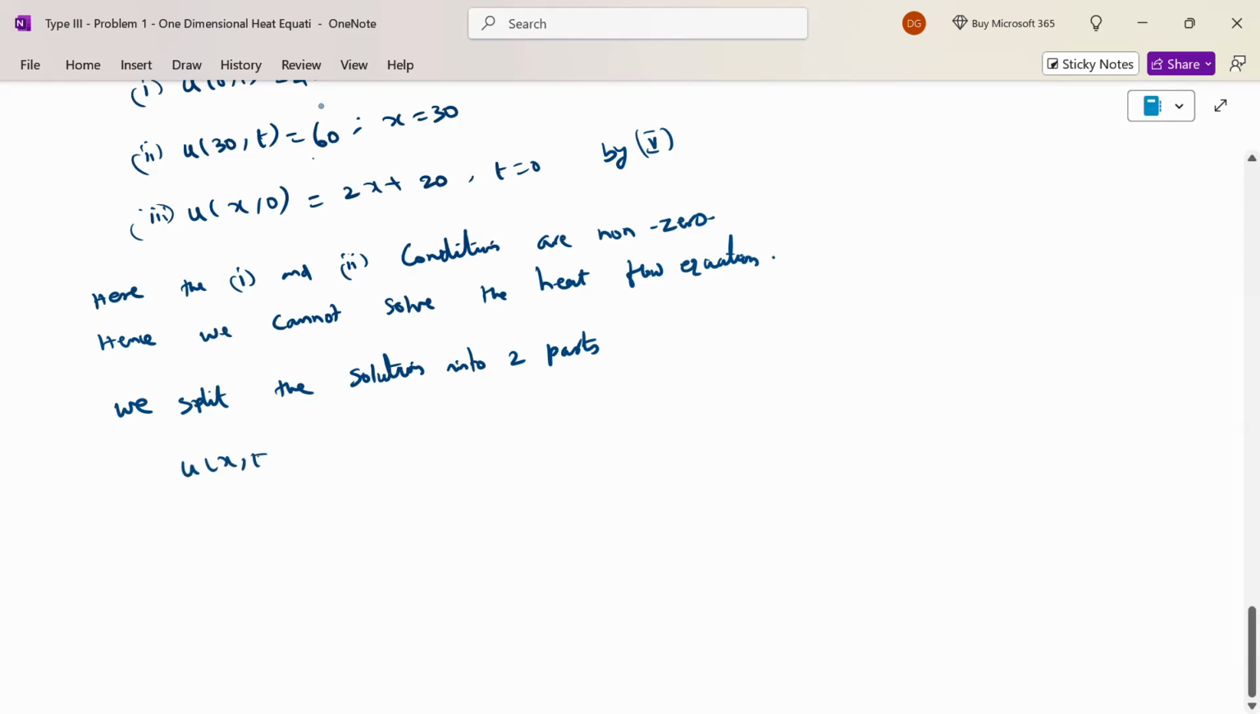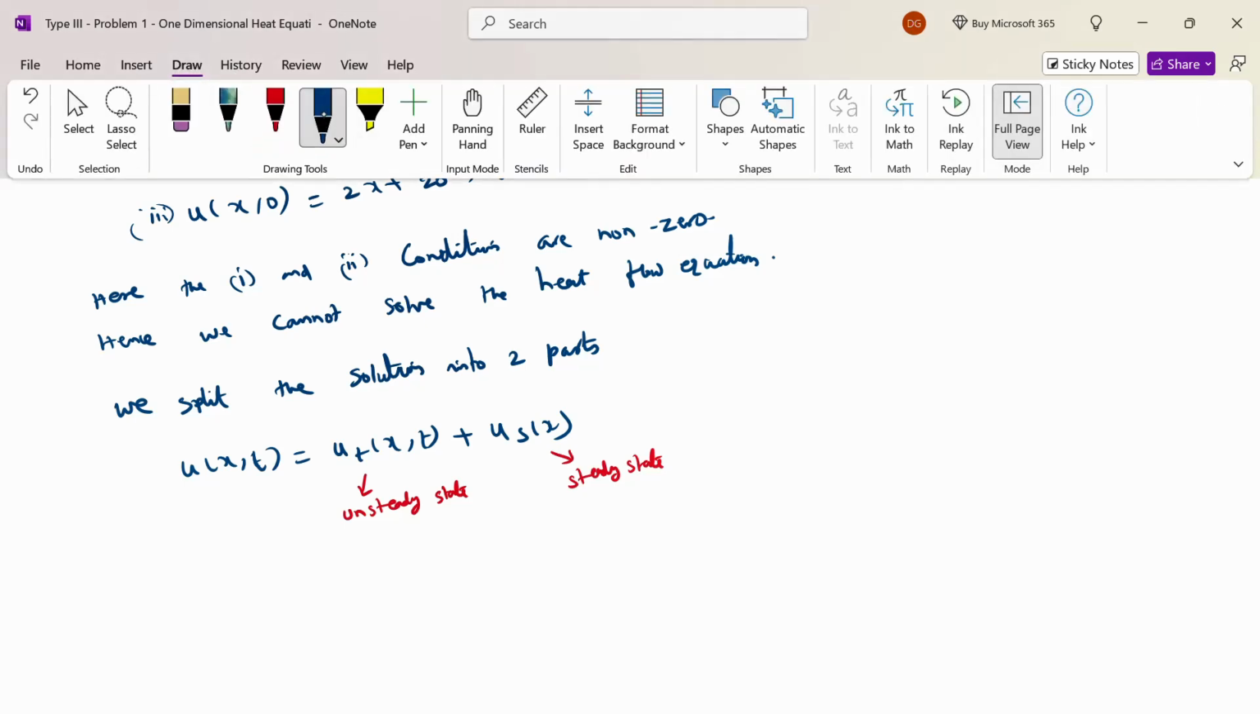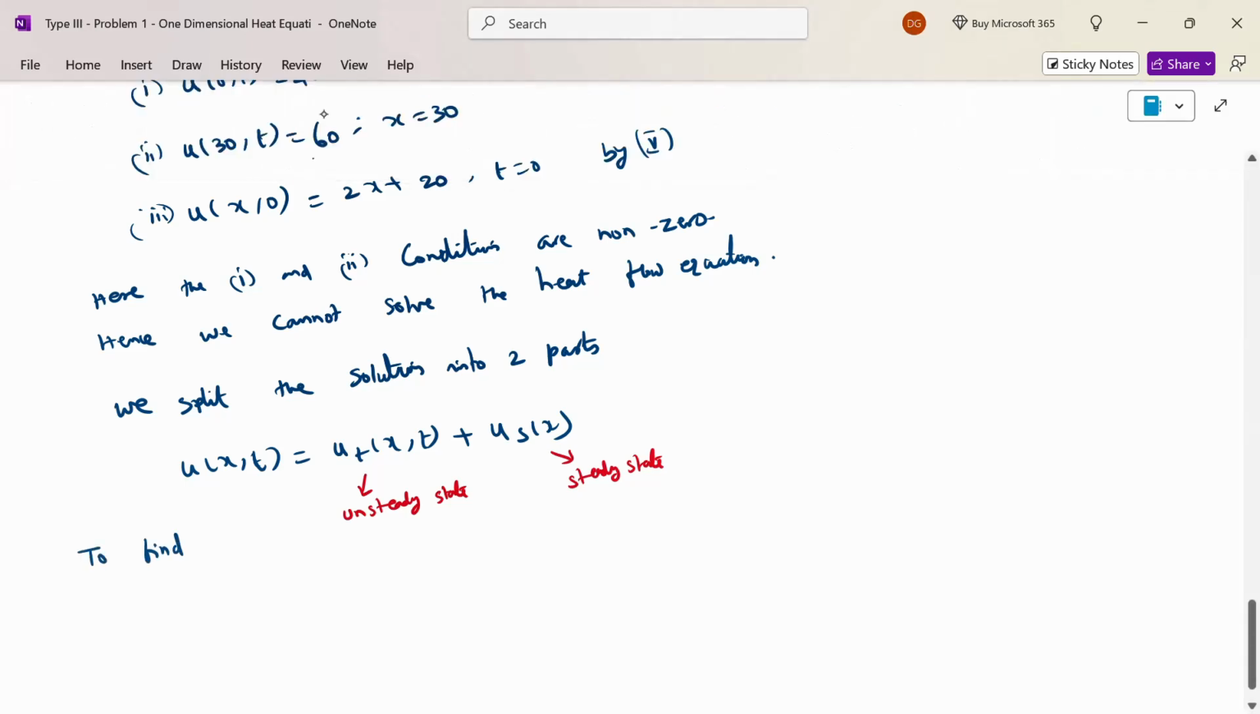u(x,t) equals u_t(x,t) plus u_s(x). What is this? u_t(x,t) is nothing but the unsteady state condition, and u_s(x) is the steady state condition. Therefore, first we find u_s(x).